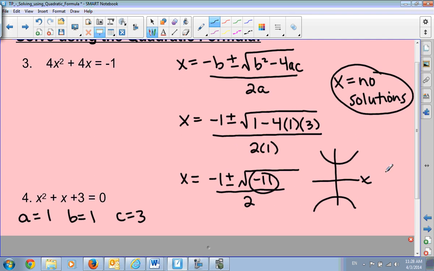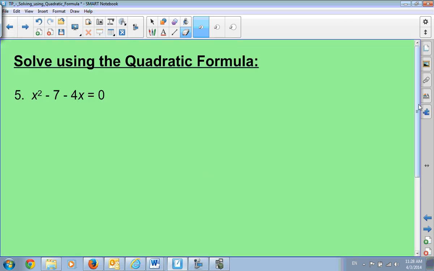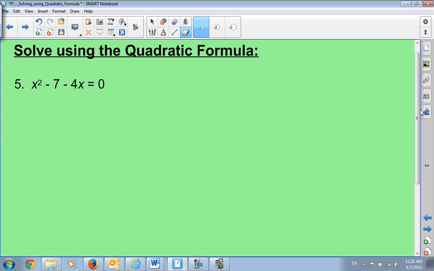Since the x squared is positive, it'll be facing upward. So you won't have this here. It'll look like this guy. Any questions about that? Okay. Let's move on. All right.